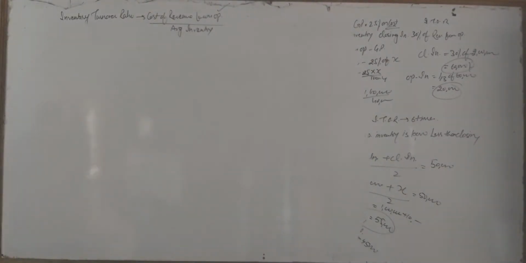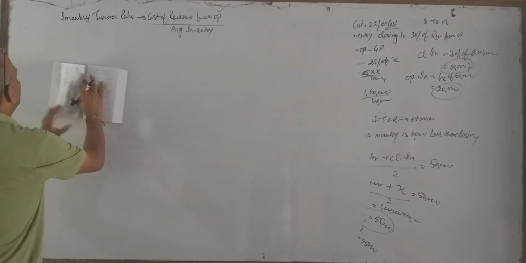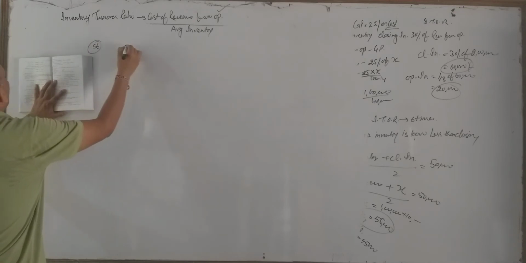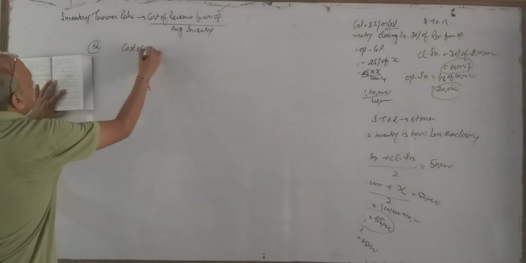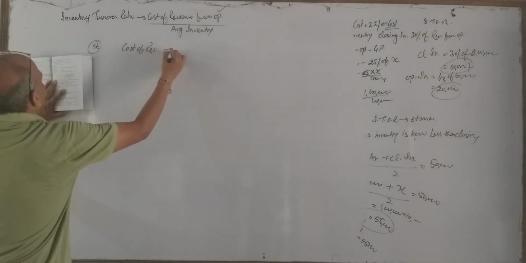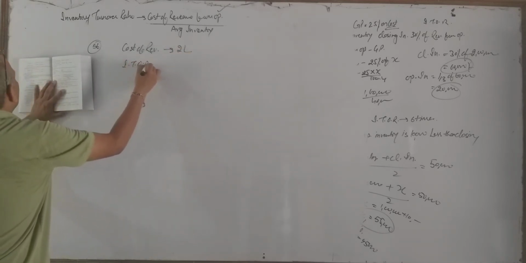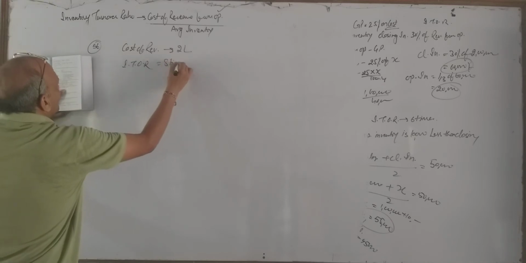I'm taking now sum number 54. No, 54 I have already taken. I will take now sum number 56. Cost of revenue. Cost of revenue is 2 lakh. Inventory turnover ratio 8 times.